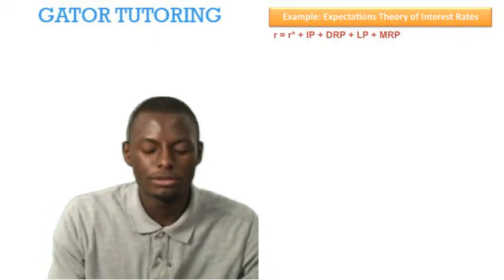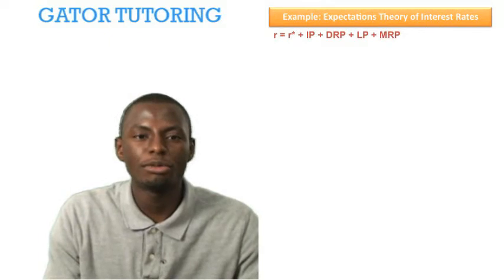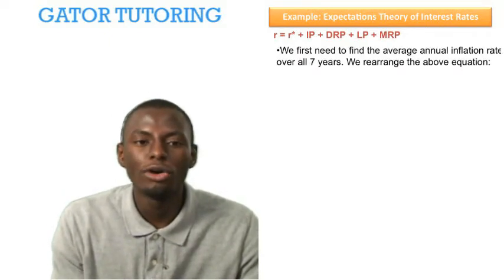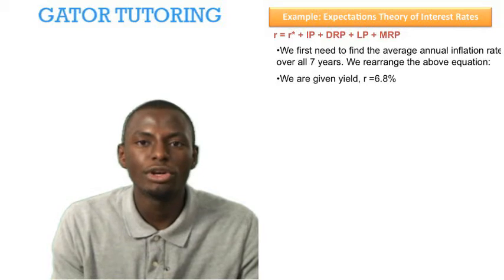So, this is a simple expectation theory of interest rates problem. We first need to find the average annual inflation rate over all 7 years. We can do that by rearranging the above equation. But before we rearrange the equation, we need to find some missing quantities.